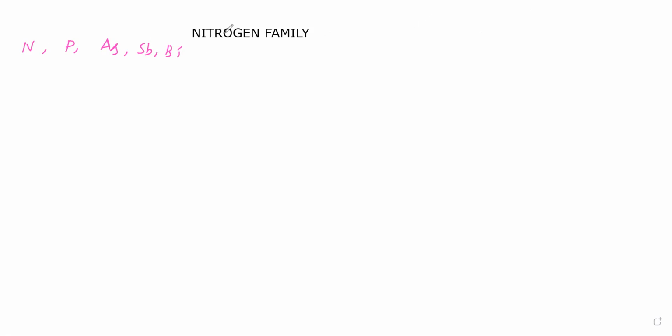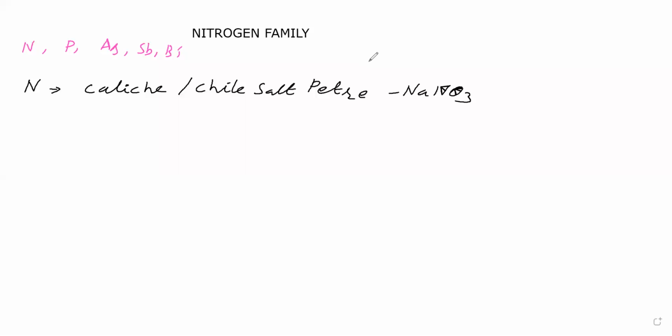These elements are available from where? That we'll see. Nitrogen is available in the atmospheric air, we know. Then nitrogen is available in the form of salts. The salt is called caliche, another name is Chile saltpeter. The Chile saltpeter formula is NaNO3. Next, Indian saltpeter, that is KNO3.